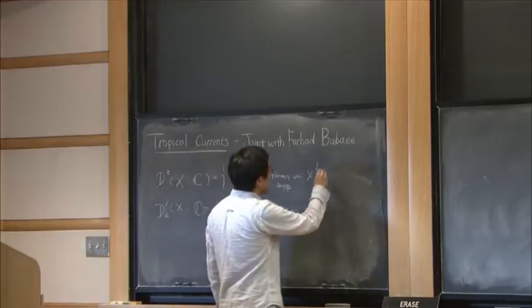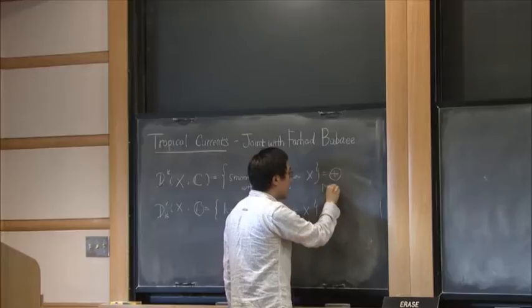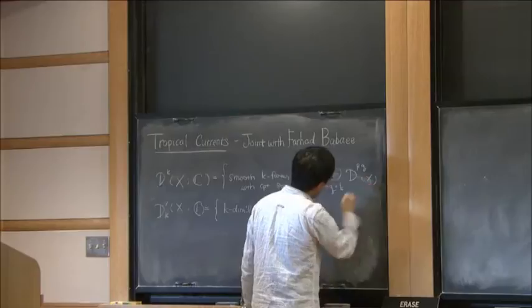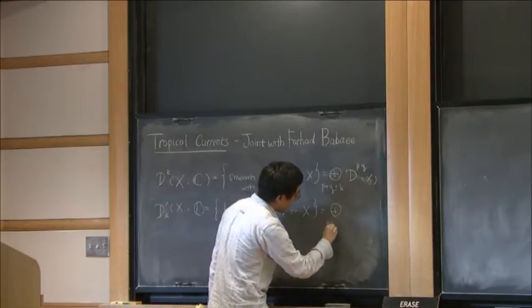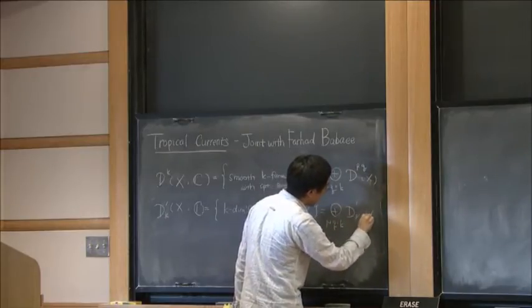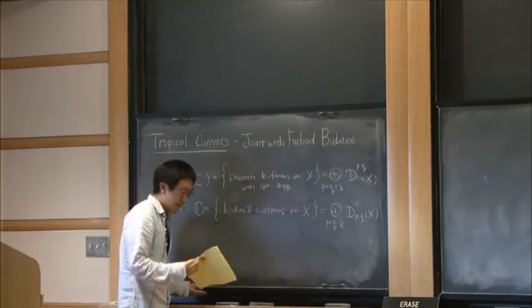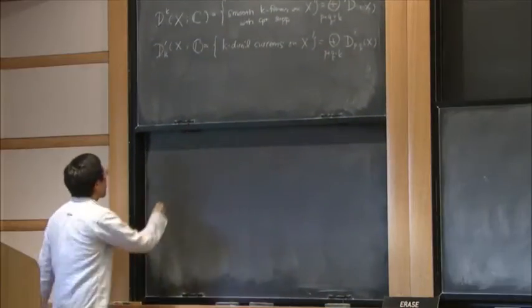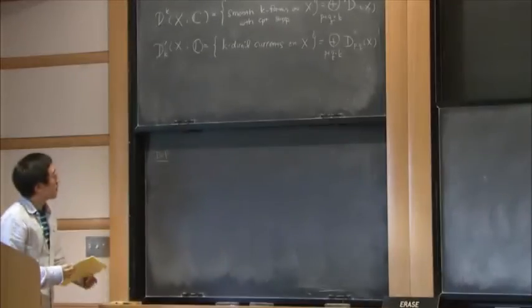If X is a complex manifold, then I can write the first vector space as a sum of (p,q) parts that I'll write by D^{p,q}(X). And correspondingly, I can write the second vector space as a sum of D prime lower (p,q) of X, the space of (p,q)-dimensional currents on X. And I'll talk about certain positive currents.